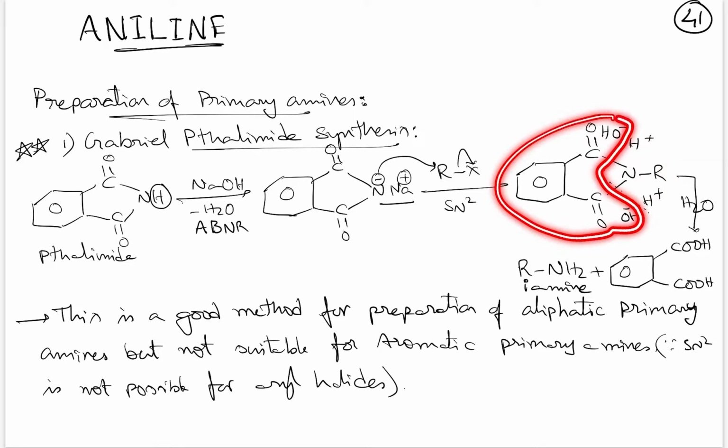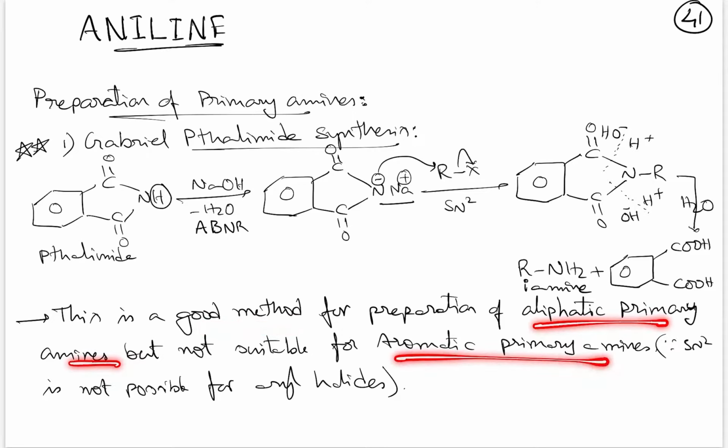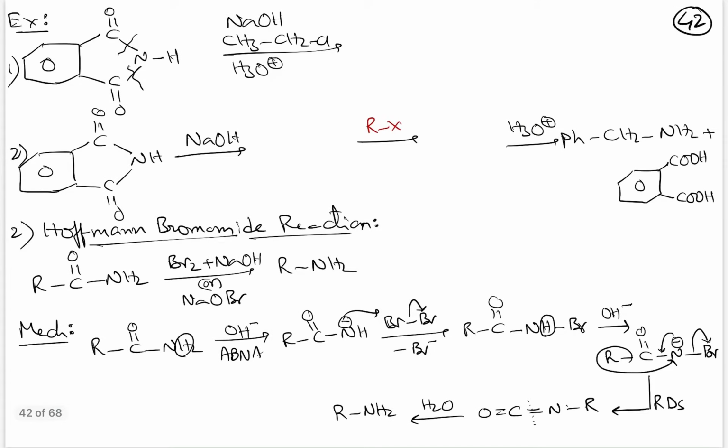this comes out as phthalic acid. Now, it is a good method for the preparation of aliphatic primary amines but not aromatic primary amines. Reason, in aromatic primary amines there will be a partial double bond character, so that this SN2 step will not happen. Then some examples I have given, see here. You take the phthalimide, on reaction with NaOH will form the salt, and then on reaction with ethyl chloride we will get the alkyl amine CH3CH2NH2, plus phthalic acid is common.